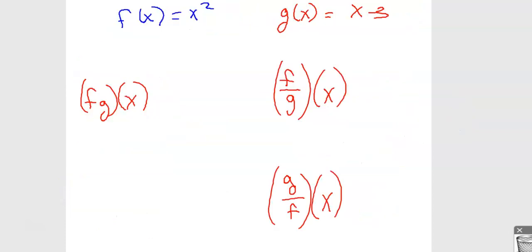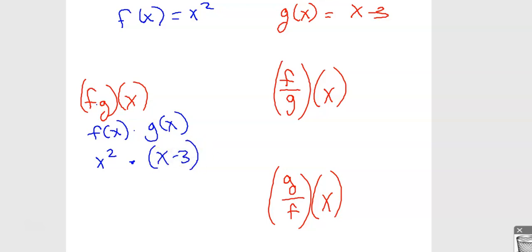All right, let's look at multiplication and division. So here, if I had a multiplication, f times g of x, that means the same thing as f of x times g of x. So f of x is x squared, and I'm going to multiply that by x minus 3. Notice I use parentheses because I'm going to use the distributive property. So x cubed minus 3x squared.